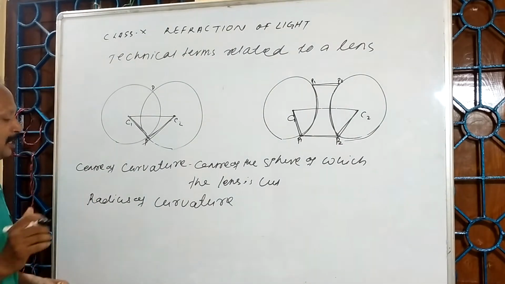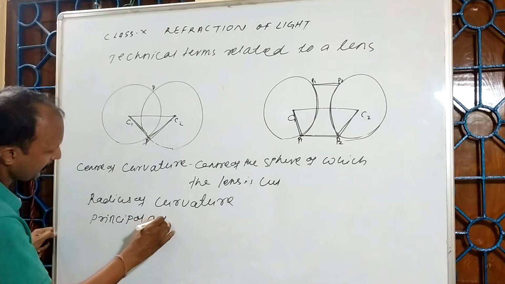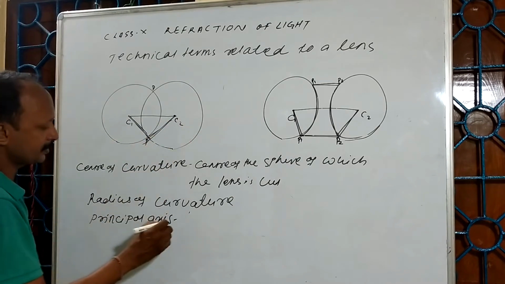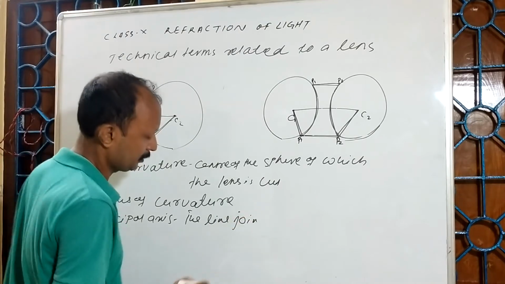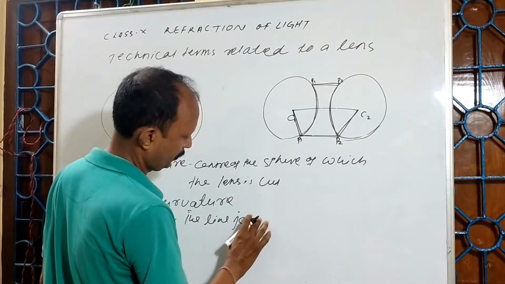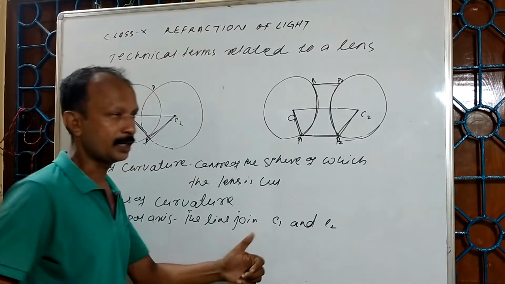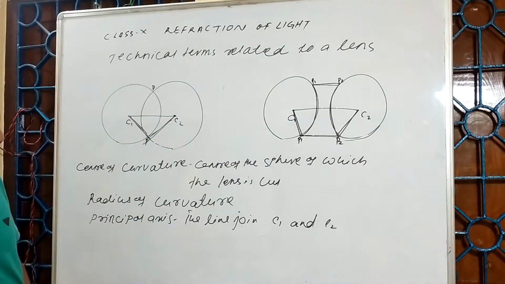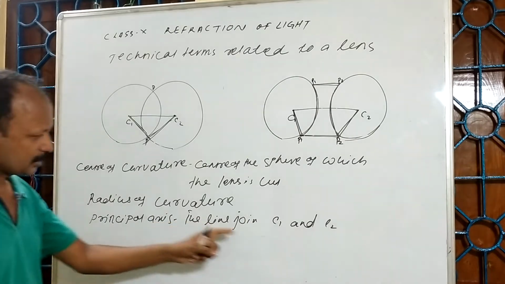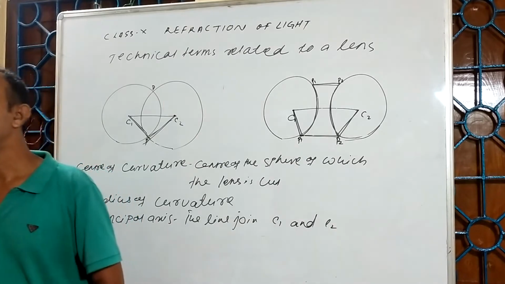Next point is the principal axis. See the principal axis. So which one is the principal axis? The line joining C1 and C2, that is called the principal axis. Now, I said center of curvature, radius of curvature, principal axis. Now we will move to one of the important terms, that is about the principal foci.